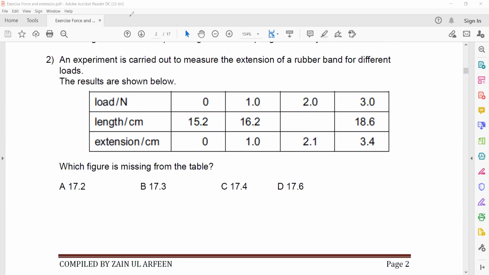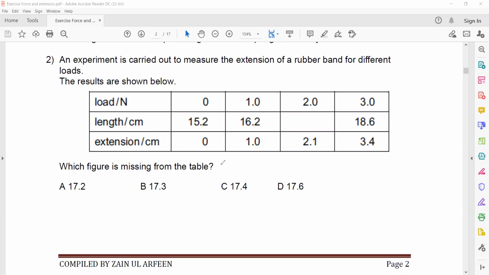In question 2, an experiment is carried out to measure the extension of a rubber band. Extension means increase in length. The results are shown. When load is 0, it means we did not attach anything. The length of the rubber is 15.2 and it does not have any extension. When we add 1 Newton, the new length is 16.2. So what is the extension? Extension means increase in length from original. So originally it is 15.2, now it is 16.2. So the extension is 1.